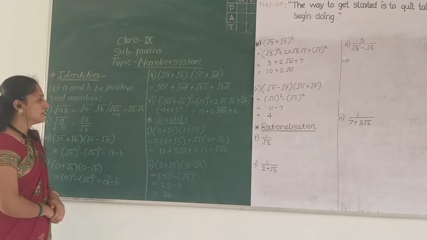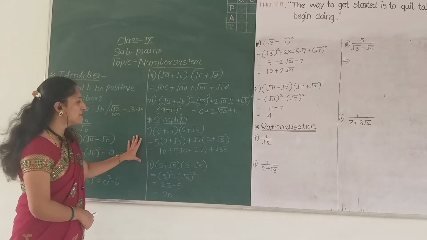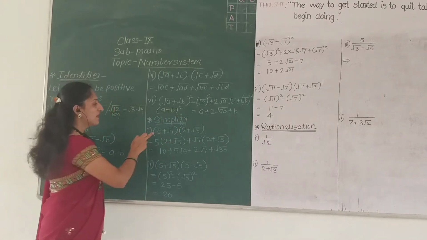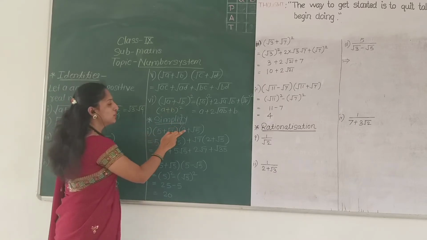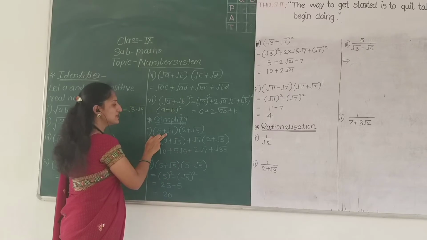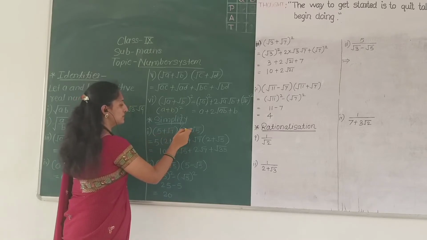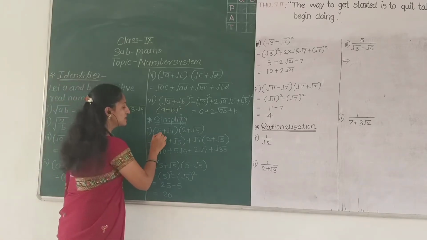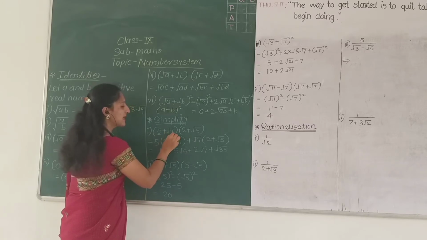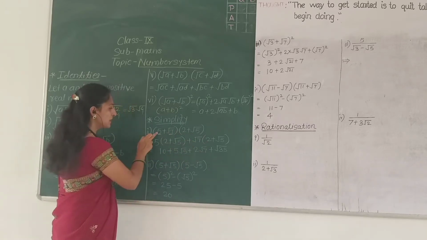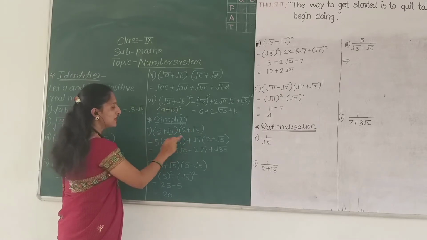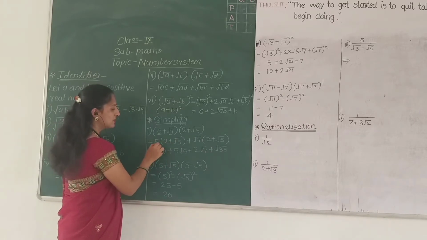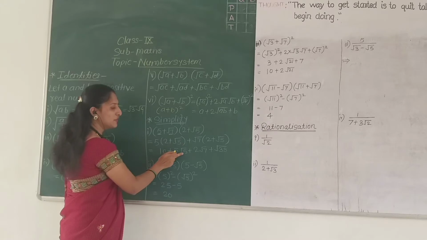So now here there are some examples. Simplification. Okay, simplify. Your first example is 5 plus root 7 into 2 plus root 5. We have to multiply these two brackets. So first number into second bracket plus second number into second bracket, right? So here 5 into second bracket plus root 7 into second bracket. Okay, so here 5 into 2, 10. 5 into root 5, it is 5 root 5.